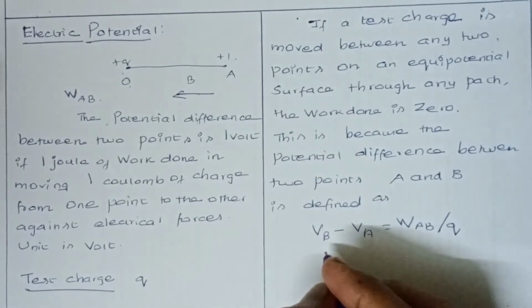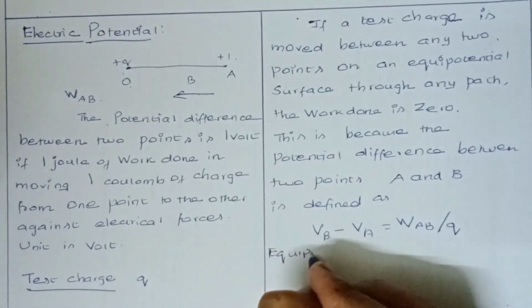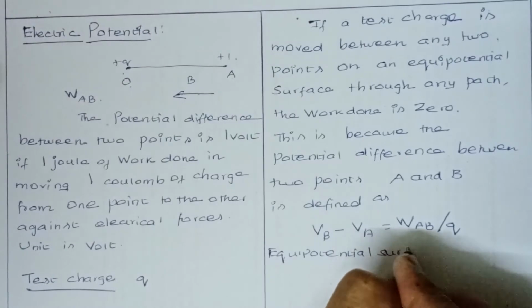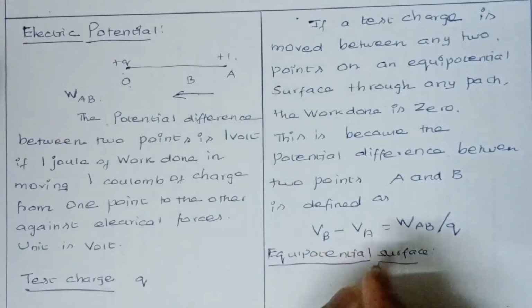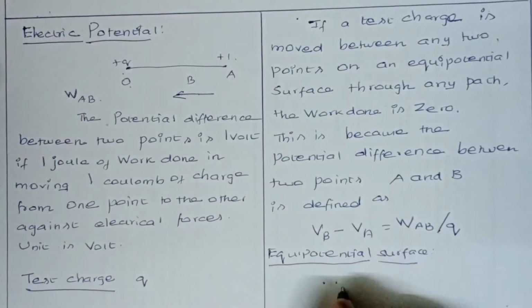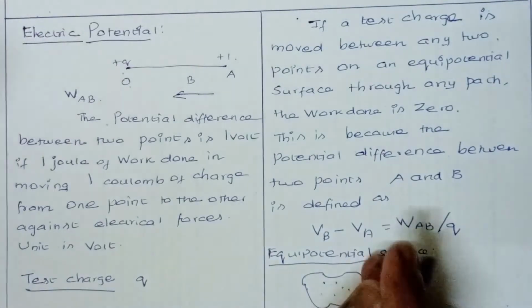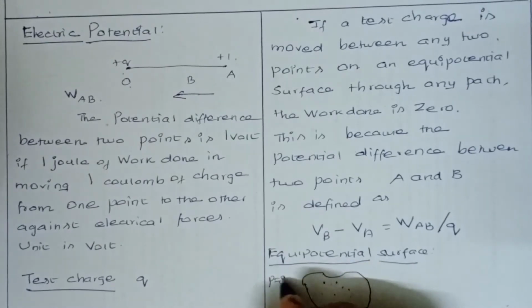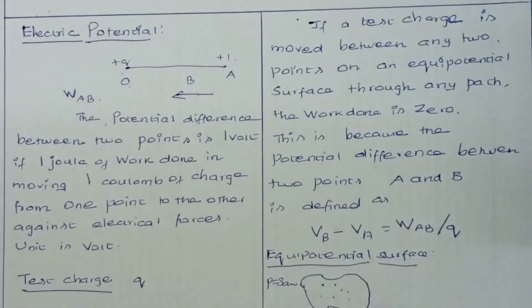So what is the equipotential surface? If all points on the particular surface are at the same electric potential, that is, the potential is the same, then we call it an equipotential surface.